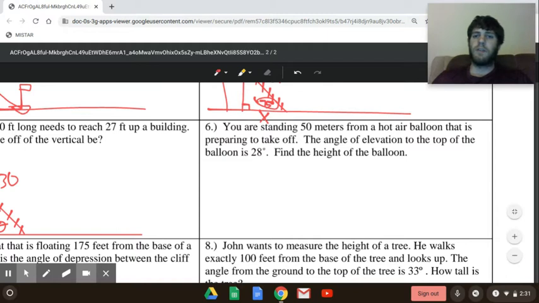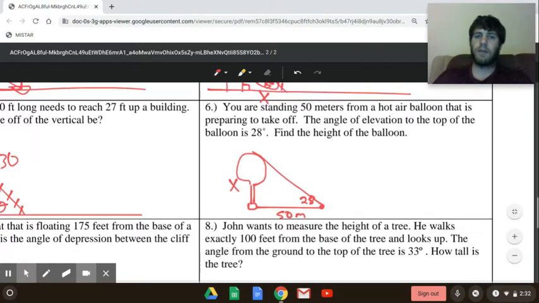Okay. Number 6, you're standing 50 meters from a hot air balloon that is preparing to take off. So here's the hot air balloon. You're standing, and then here's you. You're standing 50 meters away. The angle of elevation to the top of the balloon is 28 degrees. So here's the balloon. Okay, angle of elevation to the top is 28 degrees. We want to find the height. So there would be your setup for that one.